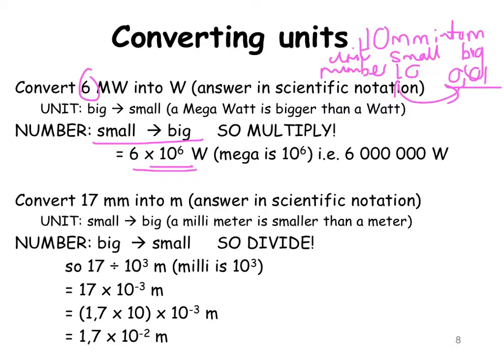If I'm converting 17 millimeters into meters, 1 millimeter is small, 1 meter is big. Unit small to big. The number goes from big to small. So I'm going to divide. I take 17, milli is times 10 to the negative 3, times by 10 to the negative 3. Actually, the negative is from this divide, because sometimes I'm going in the opposite direction. And I land up with times 10 to the negative 2 if I punch it into my calculator. 17 times 10 to the negative 3 is 1,7 times 10 to the negative 2 in scientific notation.